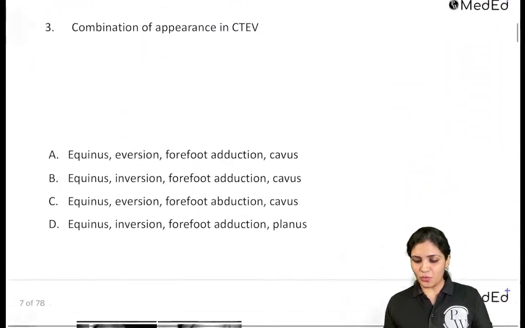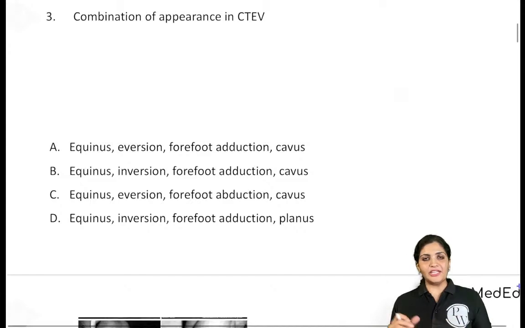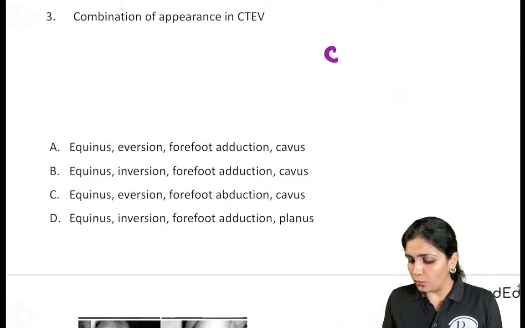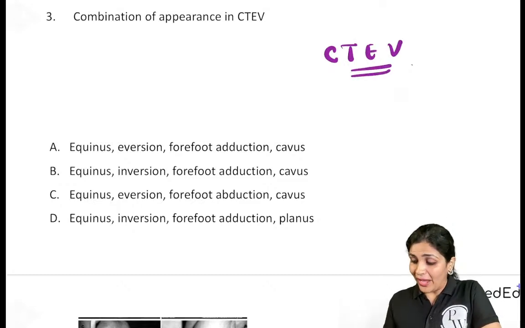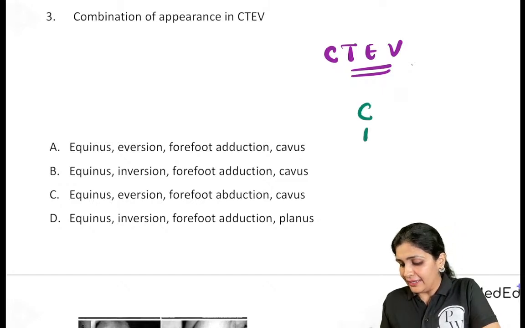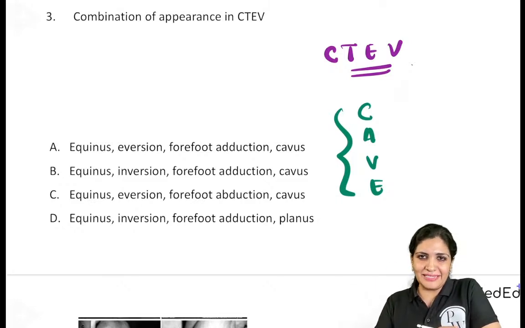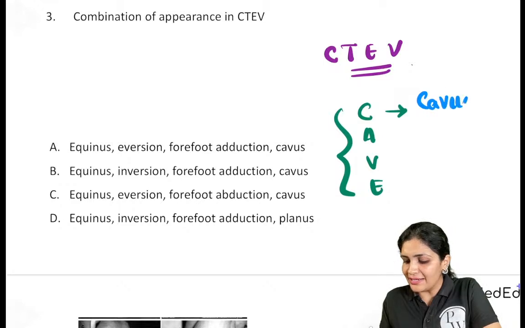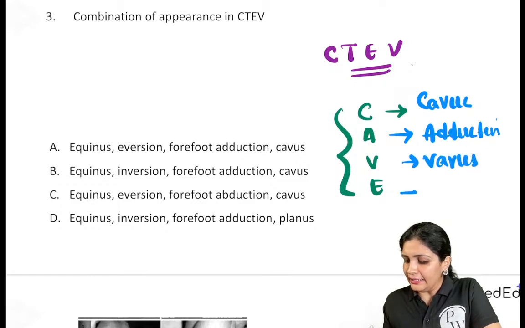Now moving on to the next question: what is the combination of appearance in CTEV? Very important. I hope you all know what CTEV is. This is nothing but congenital talipes equinovarus. What you have to remember is the mnemonic CAVE. Let us expand it. C is for cavus, A is for adduction, V is for varus, and E is for equinus.